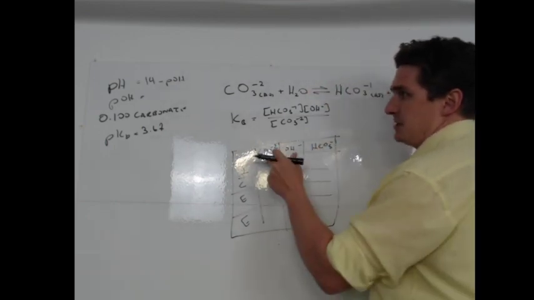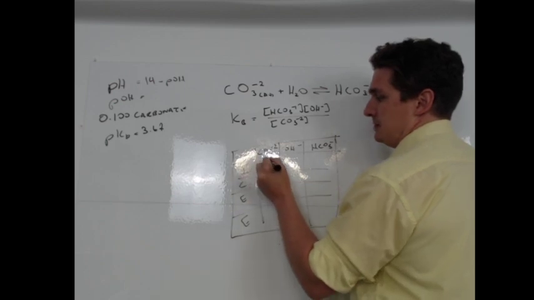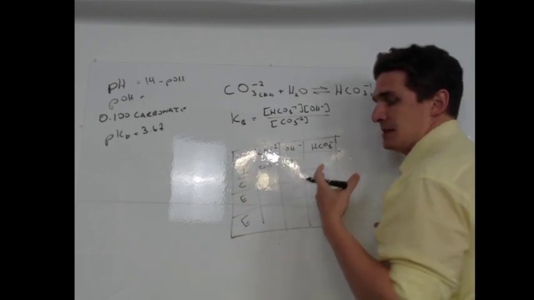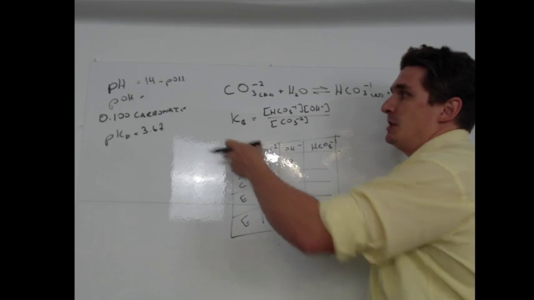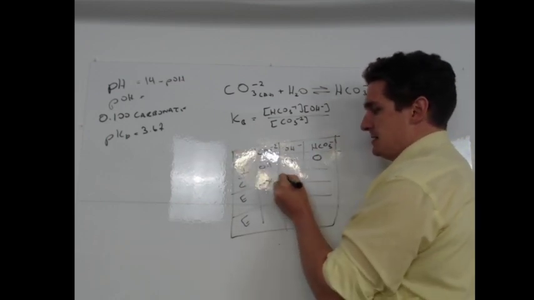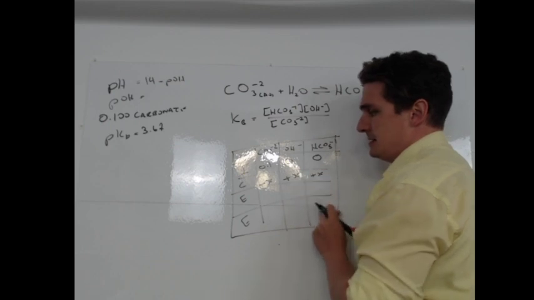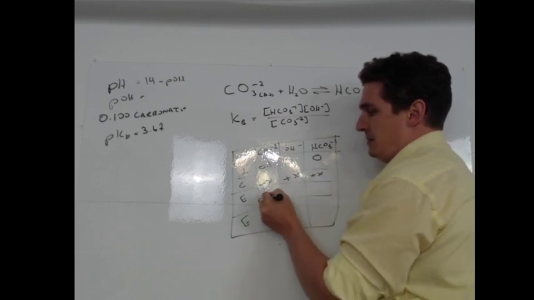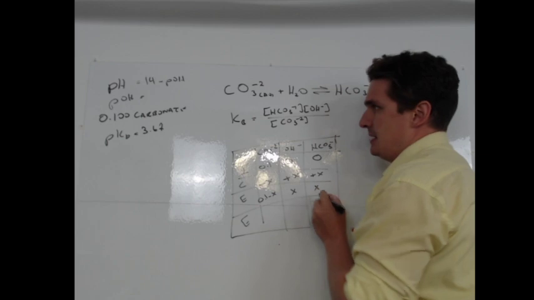The initial concentration of the carbonate given to us is 0.1 molar. We're going to assume the hydroxide is 0, that nothing comes from the water. And we're not given a concentration of bicarbonate, so that's 0 molar. Changes are minus X, plus X, and plus X. In value, 0.1 minus X, X, and X.